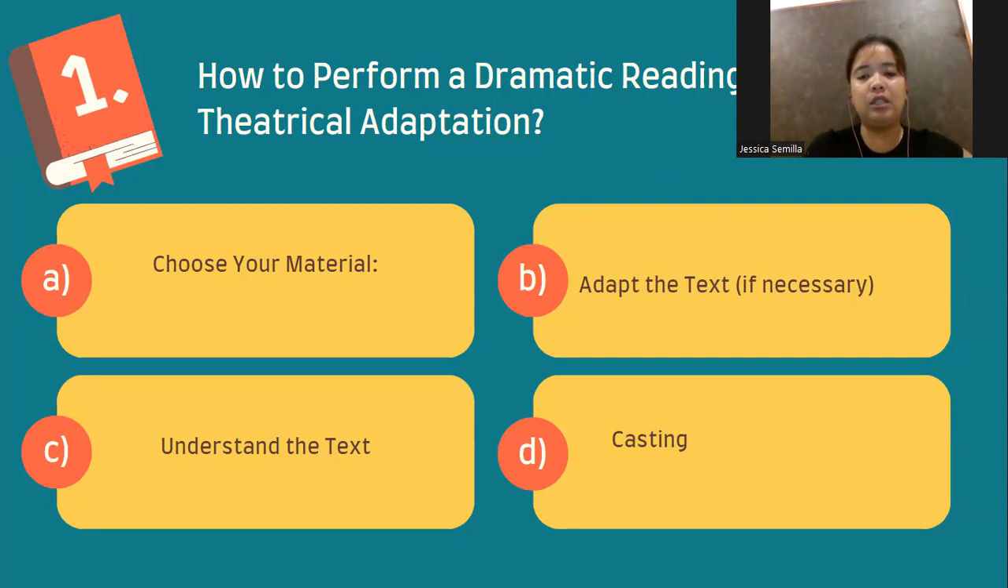After that, since you already adapted the text, you try to understand it. You will see what the content is, what the flow is, what emotions are required, and the flow of the events, so that it's easy for you to identify who will be your cast and who will be your characters as part of the dramatic reading and the theatrical adaptation.